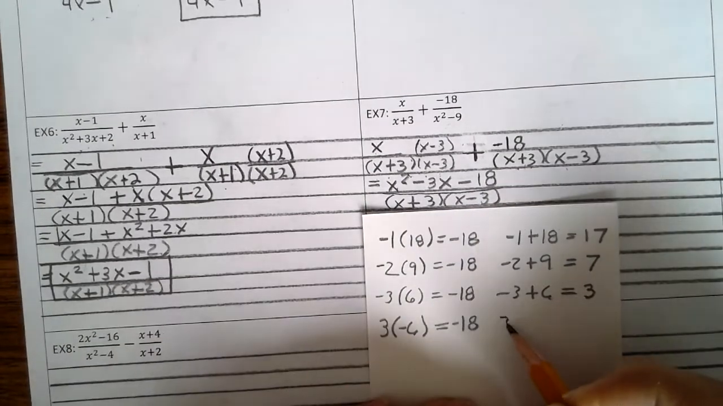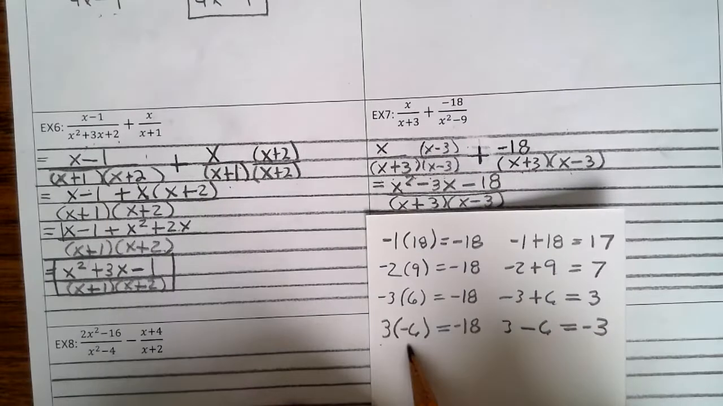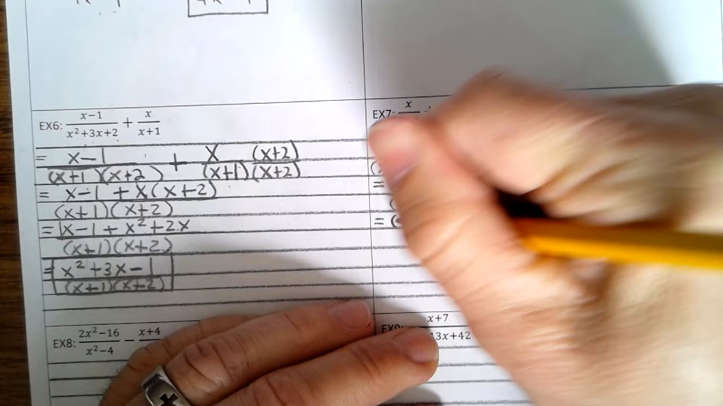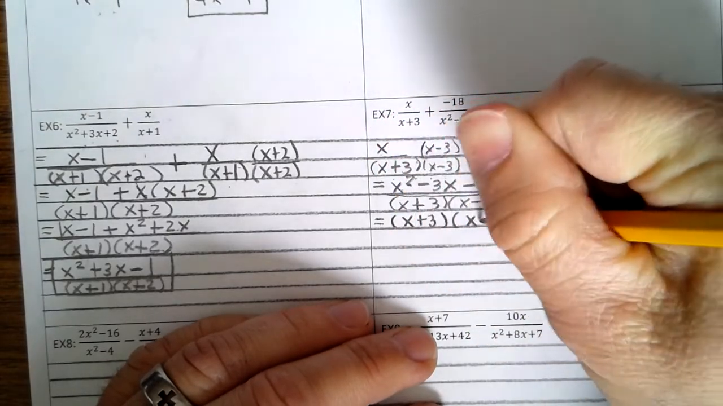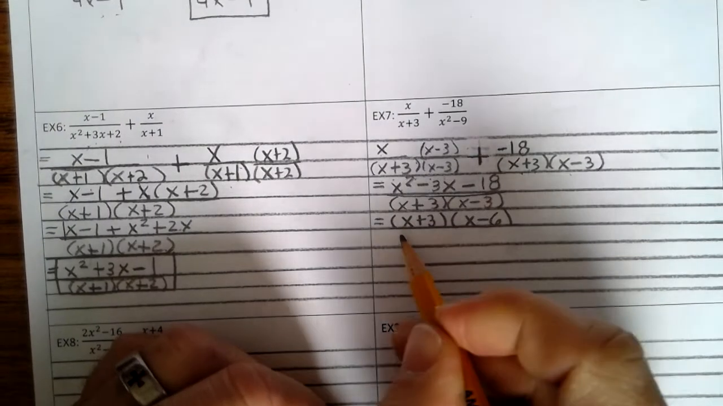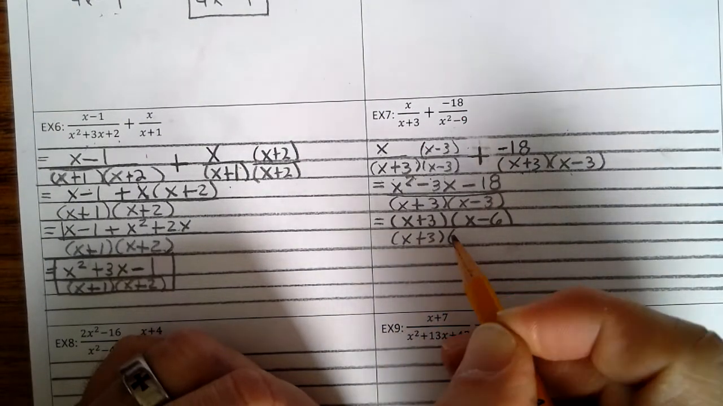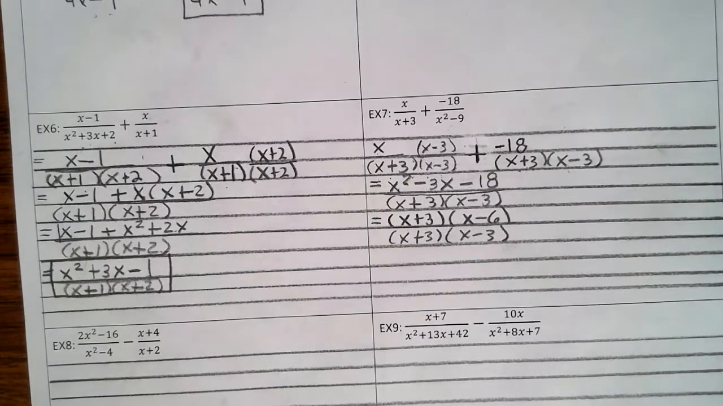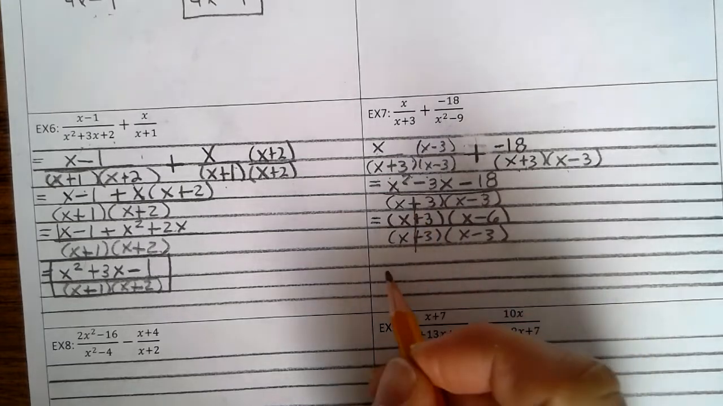So we factor the numerator, so that's x plus 3 times x minus 6 divided by x plus 3 times x minus 3. Now, why that's significant is because now this divides and becomes 1, and it simplifies to be x minus 6 divided by x minus 3.